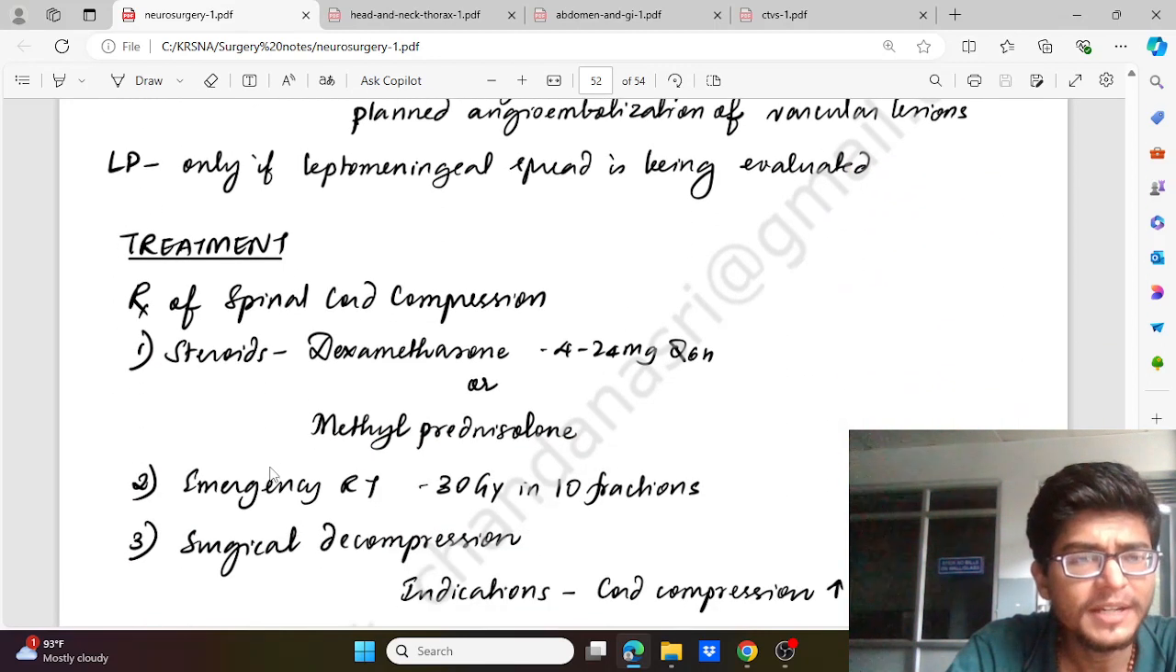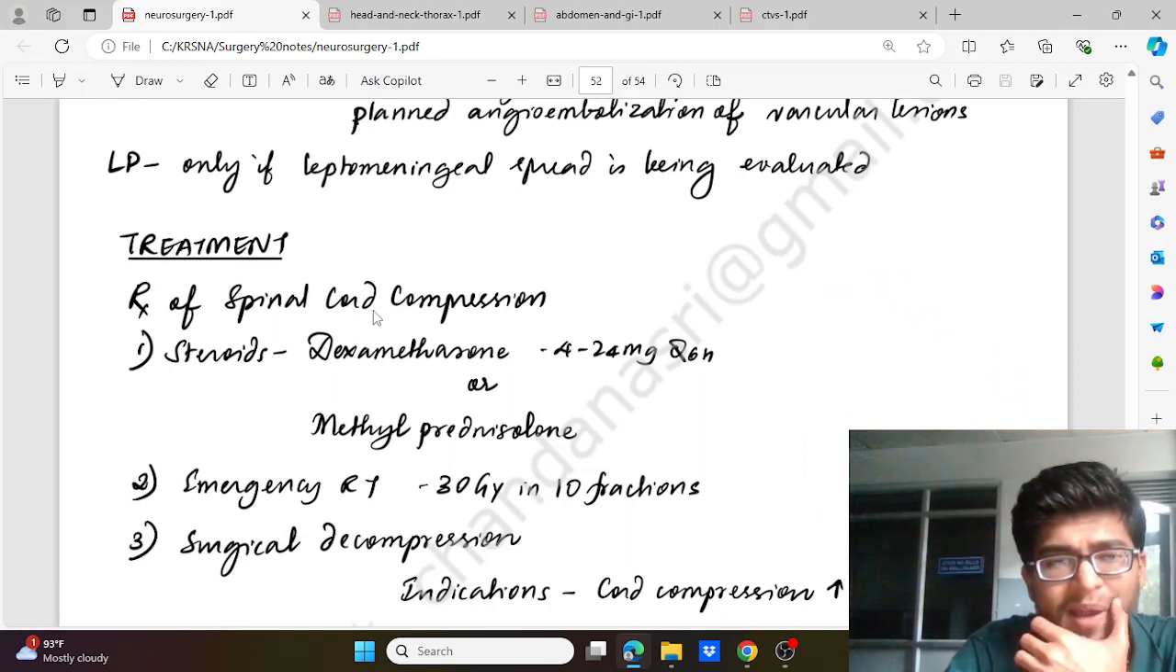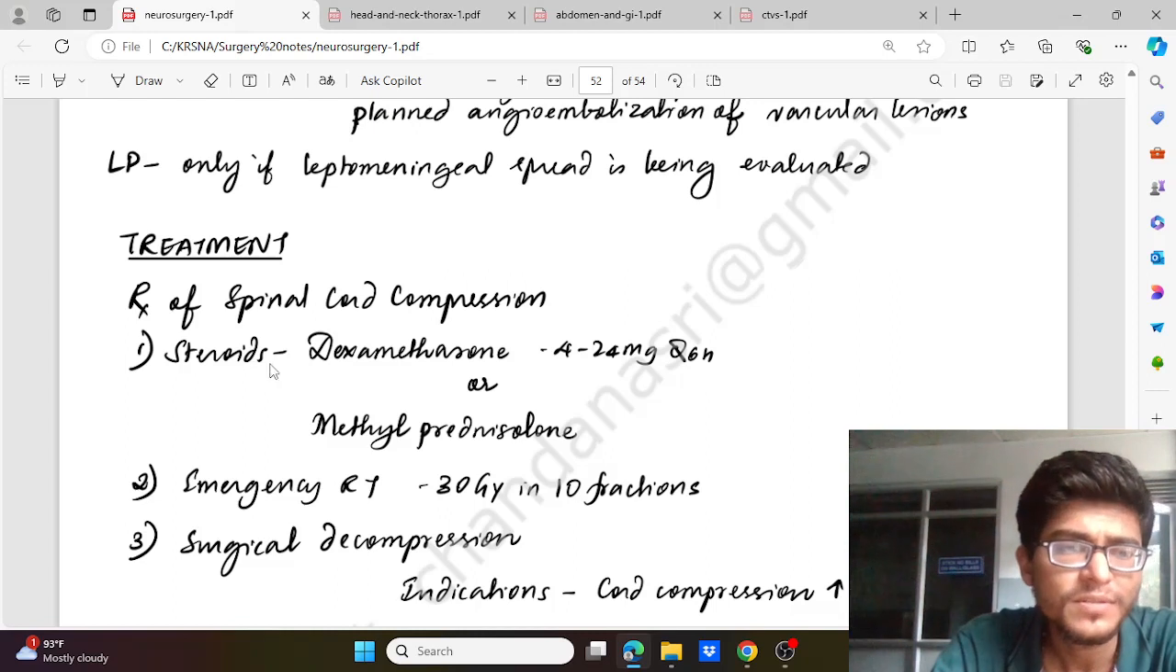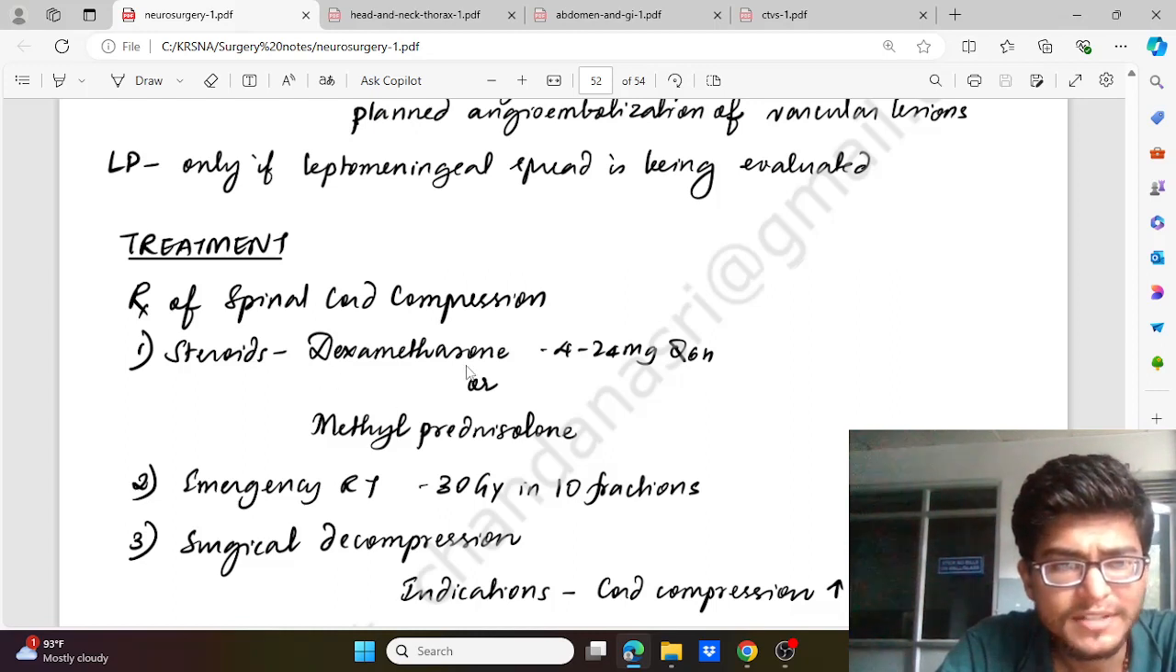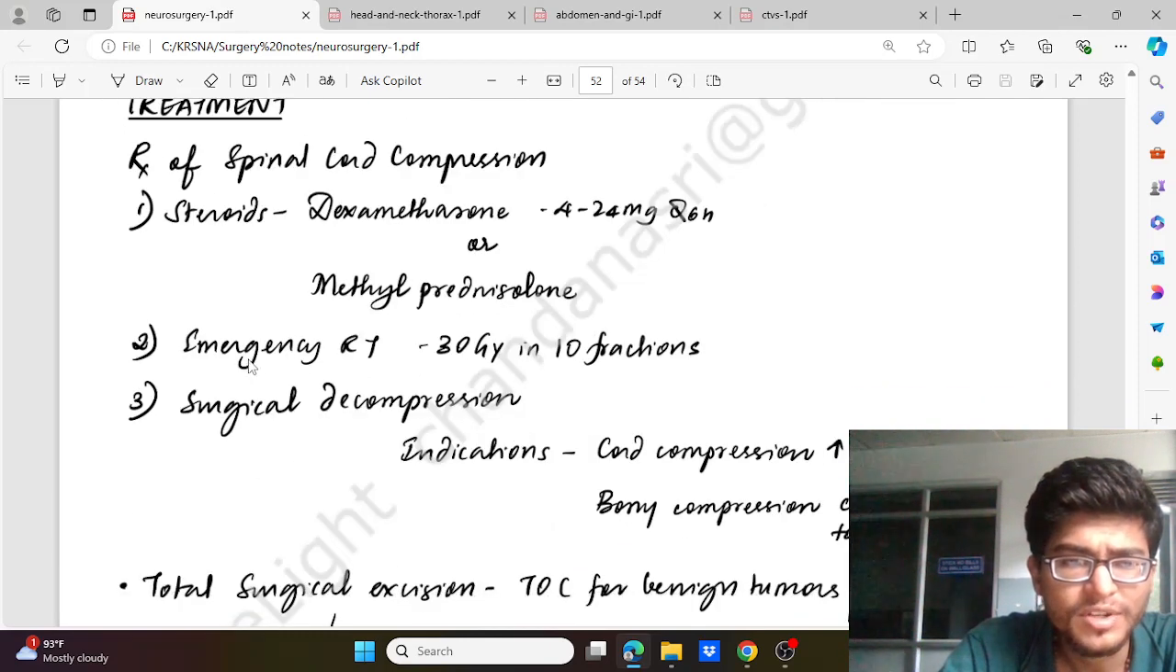Now coming to the treatment. So treatment is firstly the spinal cord compression has to be managed. So first of all, we'll go for steroids. That could be dexamethasone at around 4 to 24 mg 6 hourly. Then methylprednisolone can also be used. Emergency radiotherapy in the form of 30 gray in 10 fractions.